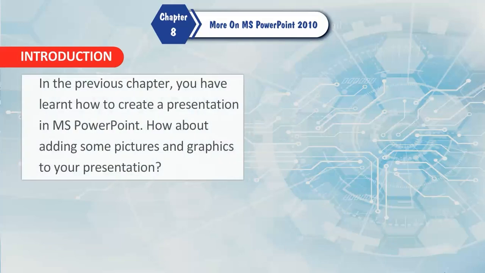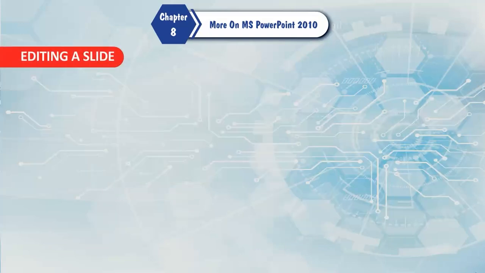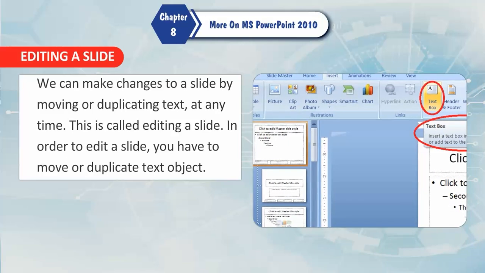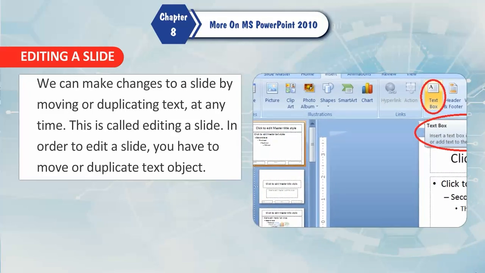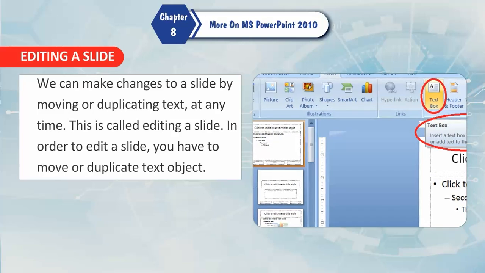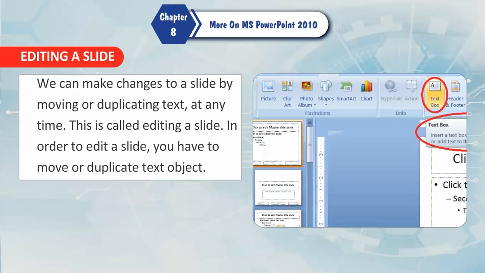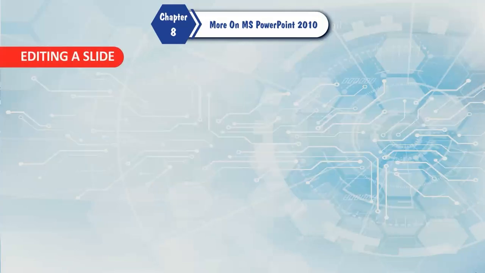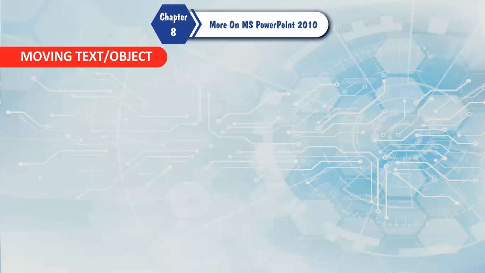Introduction. In the previous chapter, you learned about editing a slide. We can make changes to a slide by moving or duplicating text at any time. This is called editing a slide. In order to edit a slide, you have to move or duplicate a text object. Editing a slide. We can make changes by moving text or objects.